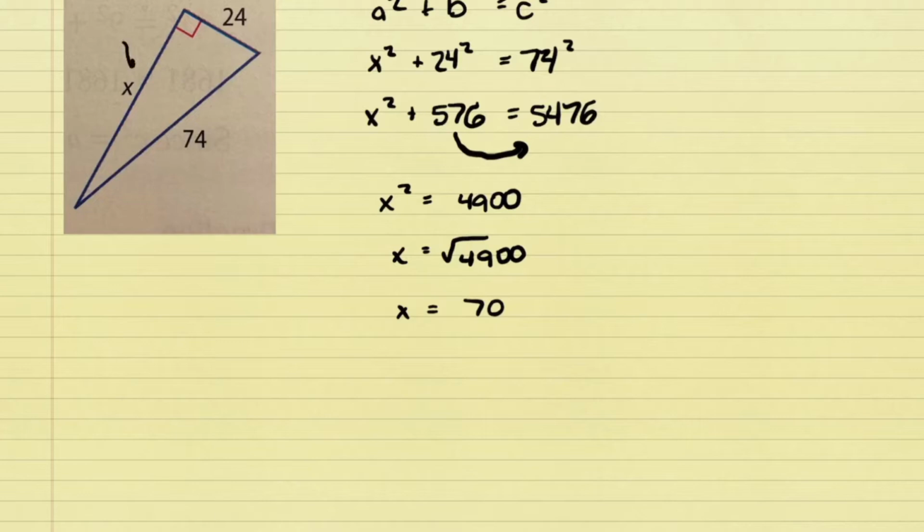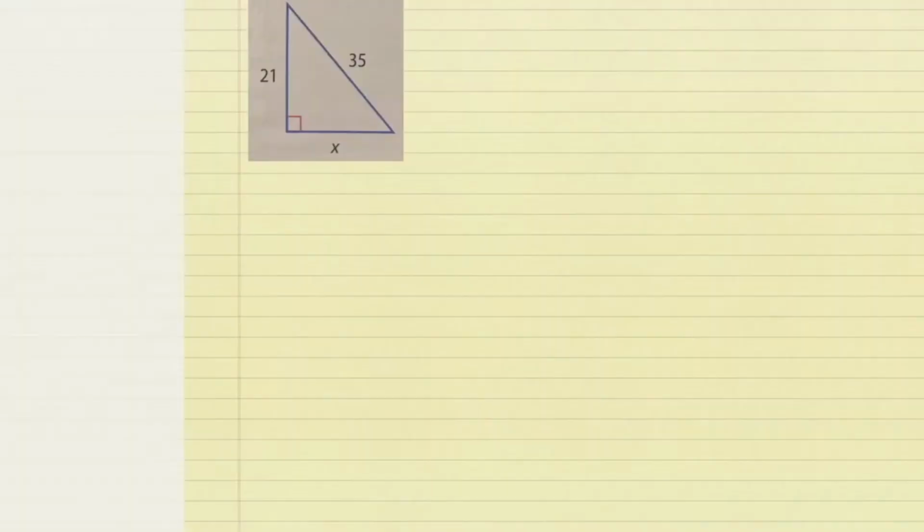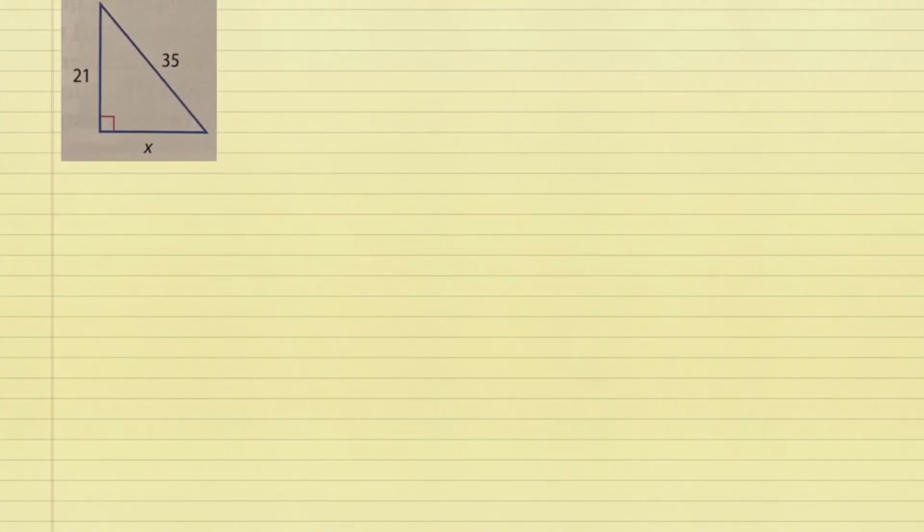That number goes here. That's the 70, and that makes that triangle a right triangle. All right, let's jump right into the next one. We'll kind of fly through these next few. So here's what we have.